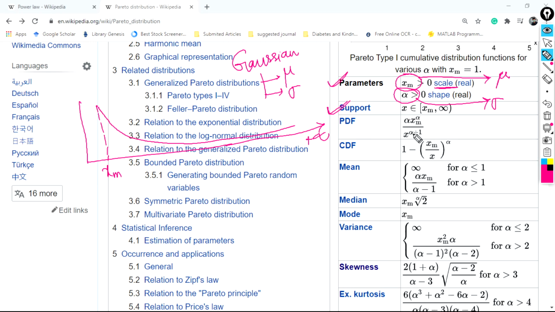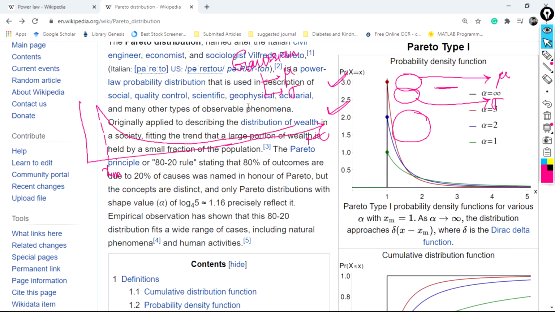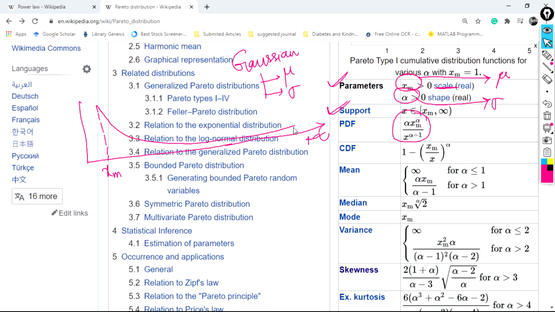And the PDF function is, I am not going to discuss how these functions come about. If you are interested, just go to this article, and then you will easily find that kind of thing. I am not going to discuss these things here. If you have time, just read here.